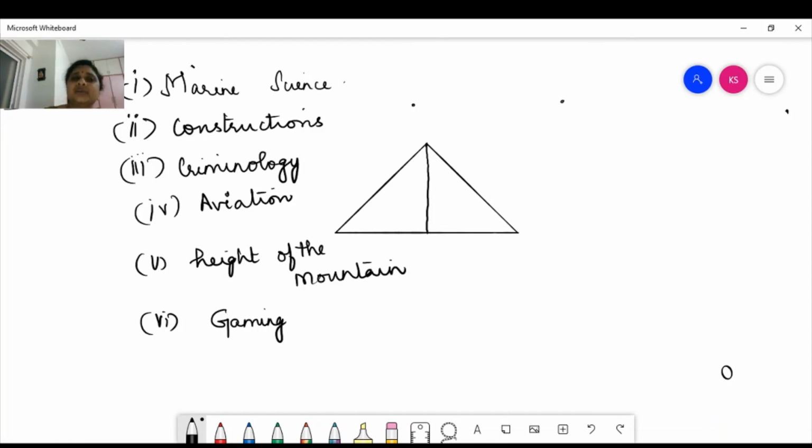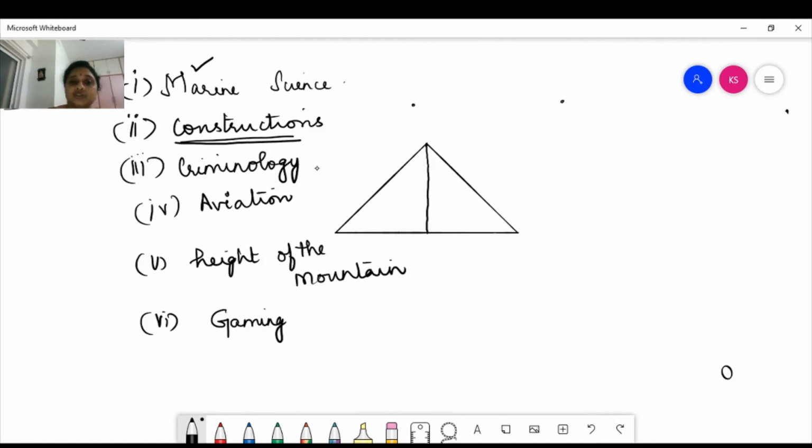It is used in marine science, wherein you will be able to locate the moving ships, and then the distance of the ship from the harbor and all that. Slowly, as and when you learn heights and distances, you will be able to connect it with this. And then construction, the civil engineering, wherein you construct the buildings. There, you have a lot of applications.